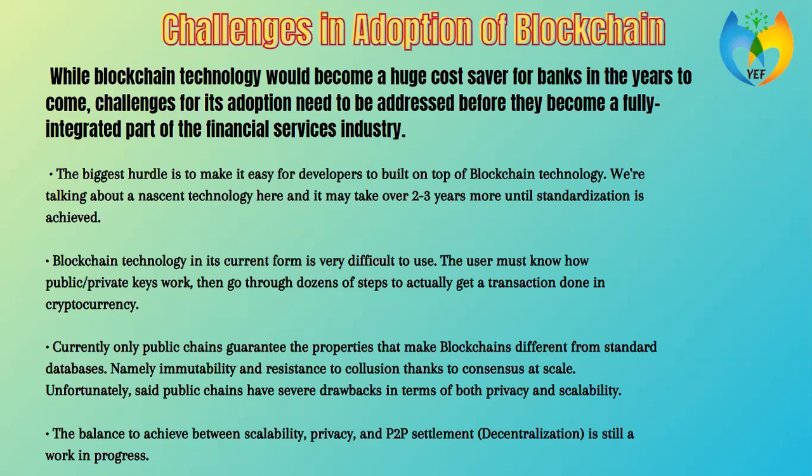The user must know how public or private keys work, then go through dozens of steps to actually get a transaction done in cryptocurrency. Currently, only public chains guarantee the properties that make blockchains different from standard databases, namely immutability and resistance to collusion, thanks to consensus at scale. Unfortunately, he said, public chains have severe drawbacks in terms of both privacy and scalability. The balance to achieve between scalability, privacy, and P2P settlement, which is decentralization, is still a big problem.